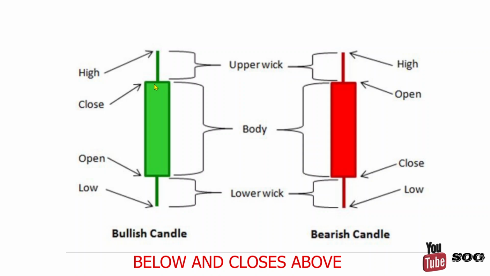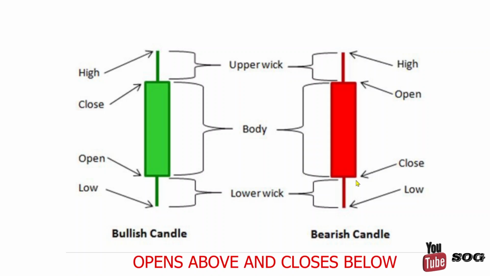Now the bearish candle is the opposite of the bullish candle. It's like you throwing a stone from an elevated plane. It goes down. So it opens at the high and closes at the low. That's the difference. The bullish candle opens at the low and closes at the high, while the bearish candle opens at the high and closes at the low. Let's head down to the chart and let me explain further.